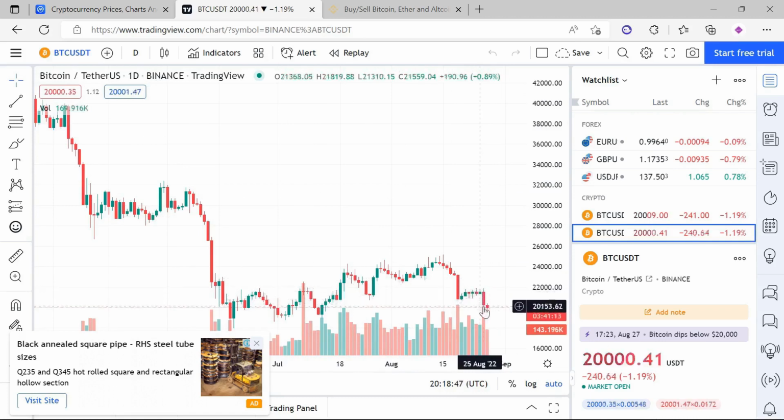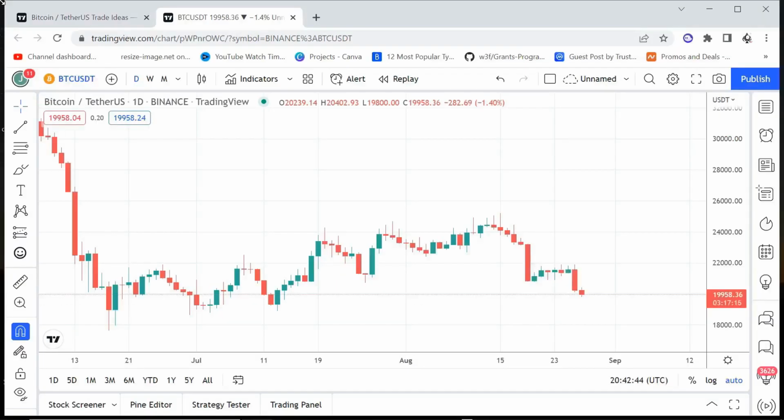Okay, and price is going down. So you can see some icons here, like for drawing trend lines and other things. You can add text to the chart and so many other things. So let's draw some trend lines on this chart to see how trend lines work.